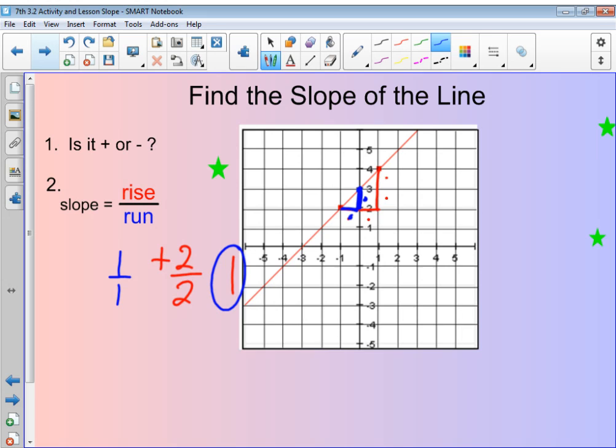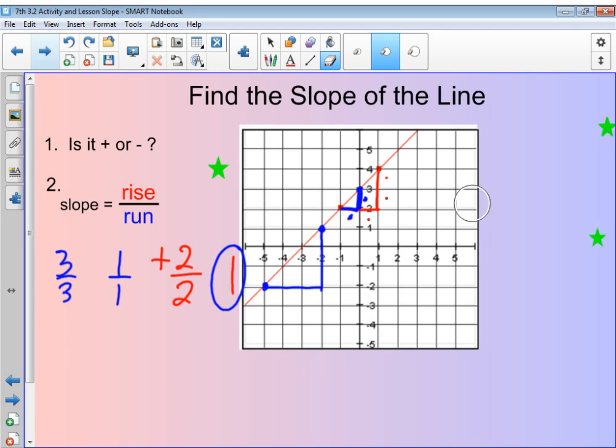Okay, if I picked 2 other points, maybe I picked this point where it crosses through a corner, and this, well, we'll do this point. If I check the slope between those 2 blue ones, that's 3 over 3. It's still 1 when you reduce it down. So the one thing that you need to understand is no matter what 2 points you pick on a line, the slope is the same.